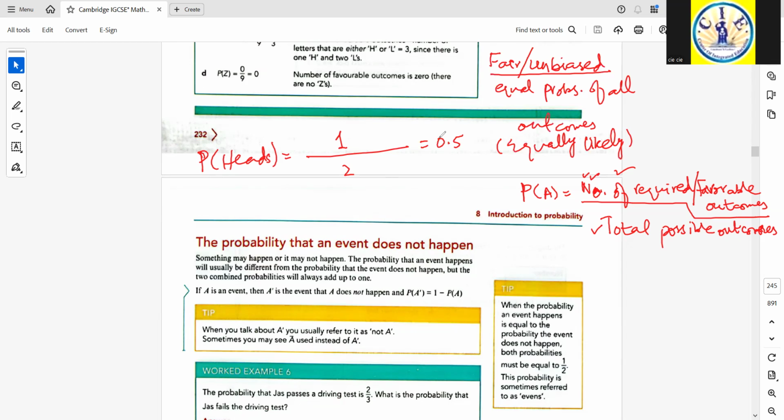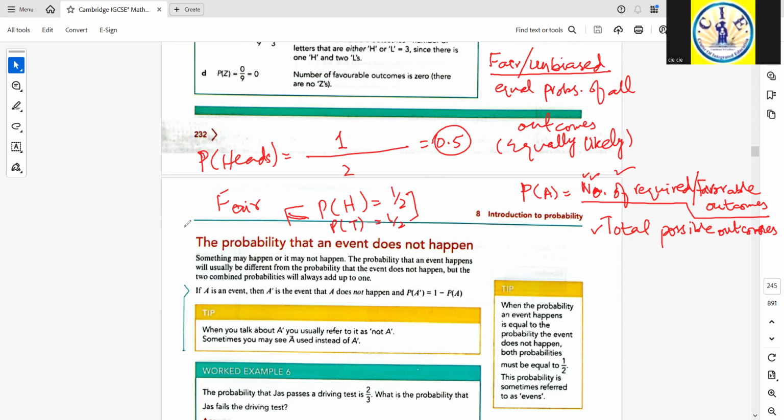Like in this case, this means the probability of heads is 1 by 2 and the probability of tails is also 1 by 2. Both are having the same probability. Both are equally likely. So the coin is said to be a fair coin or an unbiased coin.